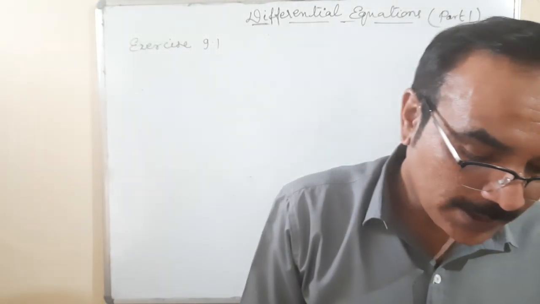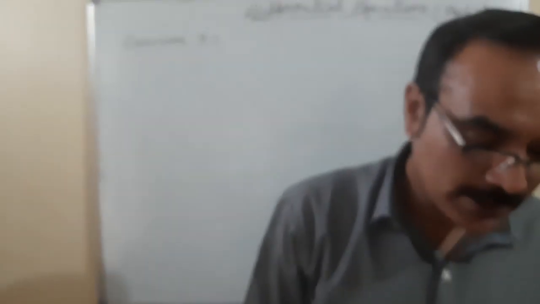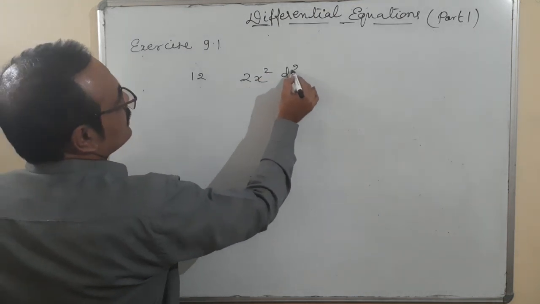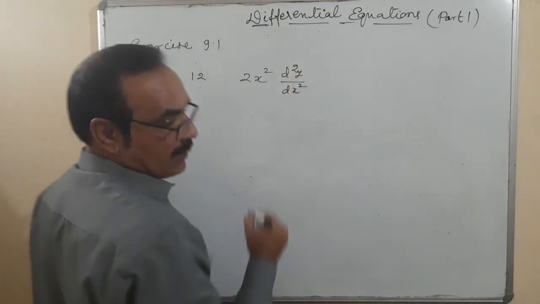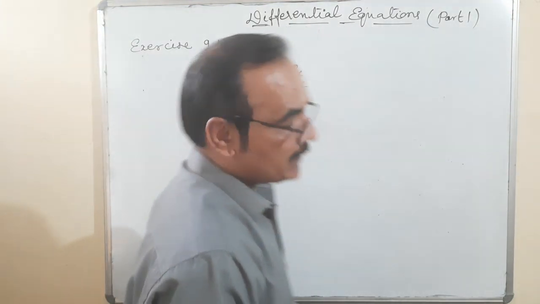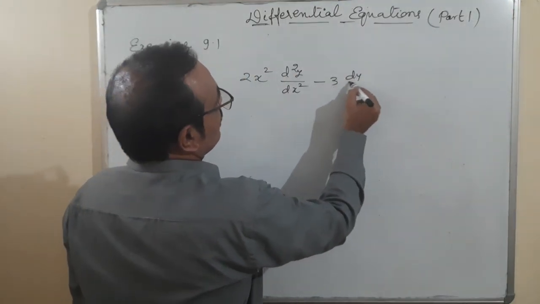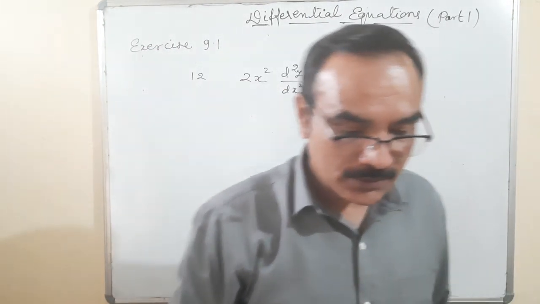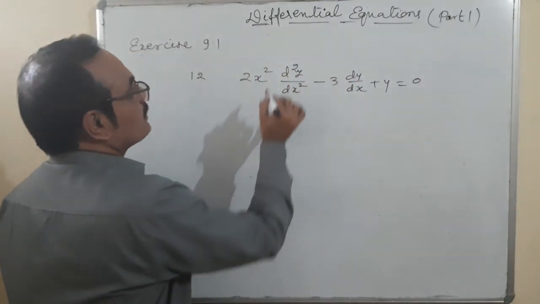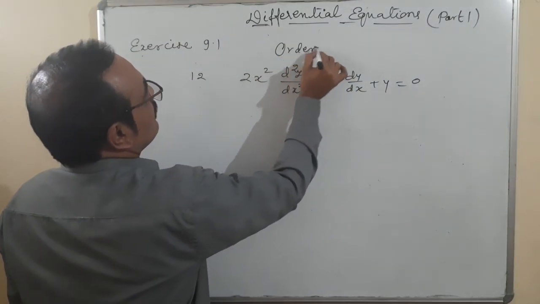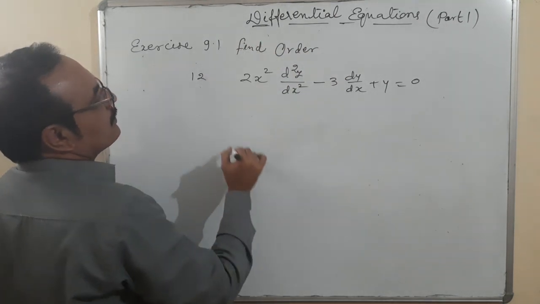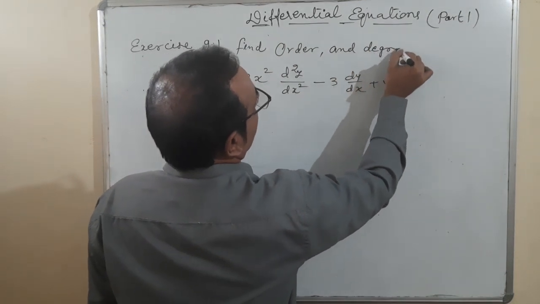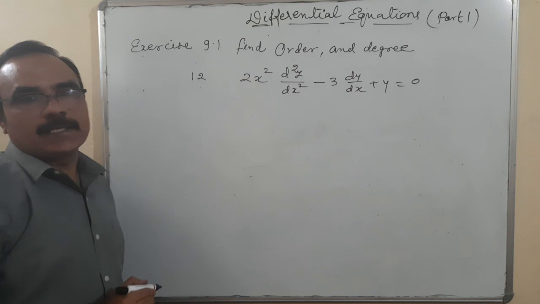Any other question? Find the order of the differential equation. Question 12: 2x square d square y by dx square minus 3 dy by dx plus y is equal to 0. Find the order and degree.